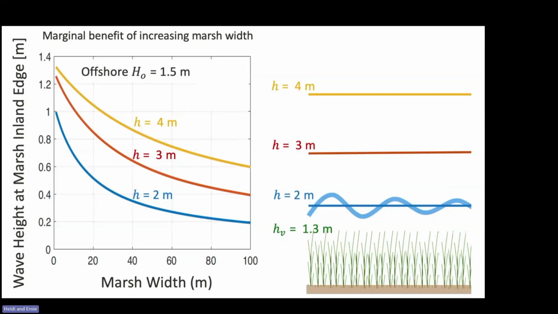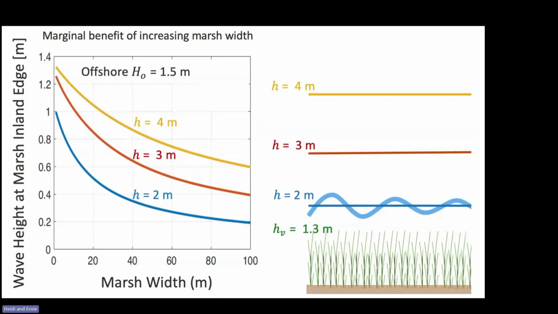This slide illustrates how marsh width and water depth influence wave attenuation. Starting with an offshore wave height of 1.5 meters, we predicted the wave height at the marsh inland edge, shown on the vertical axis, as a function of marsh width, shown as the horizontal axis, and the plant height was 1.3 meters. First, note the non-linear relationship between wave height and marsh width.